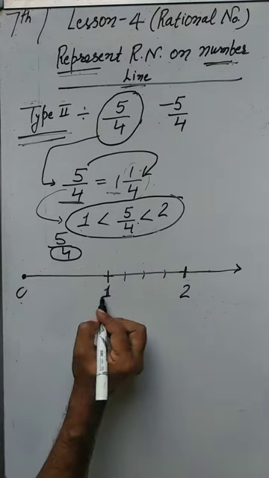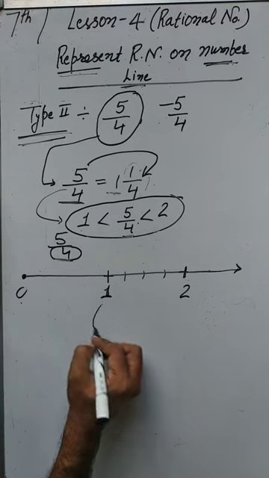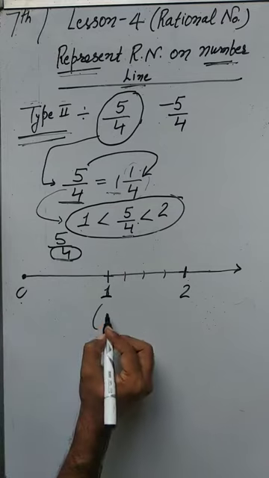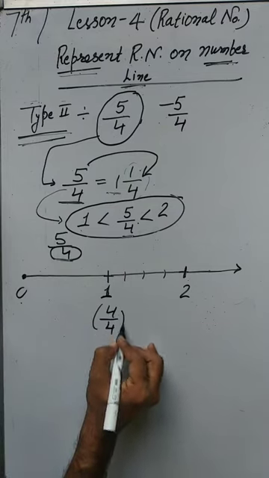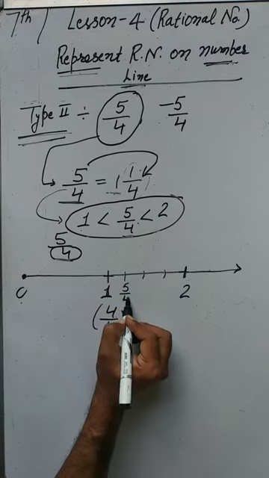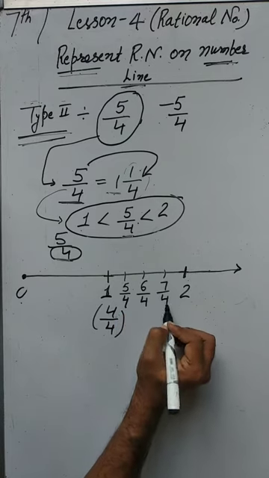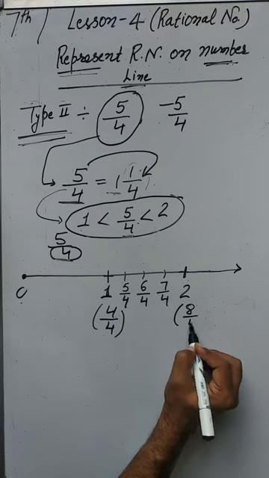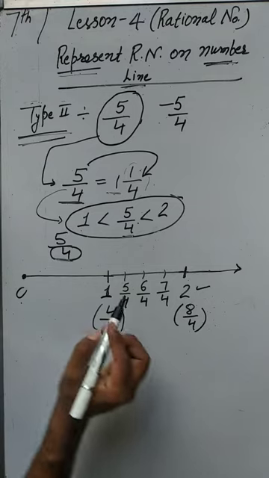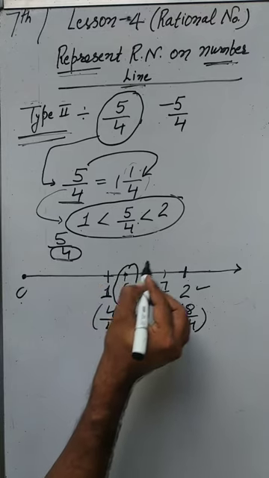Now the first number is 1. What is the denominator here? 4. So write 1 as a number with denominator 4: 1 is 4 upon 4. After that, the next number is 5 upon 4, then 6 upon 4, then 7 upon 4, and the next number is 8 upon 4. 8 upon 4 means 4 twos are 8, which is equal to 2. Now clearly you can see where our number is. This number 5 upon 4 lies here. This is our required number.